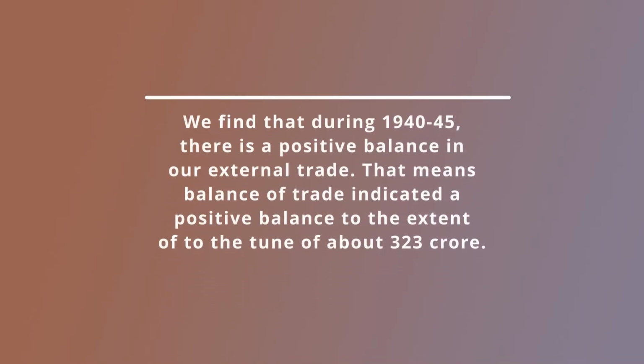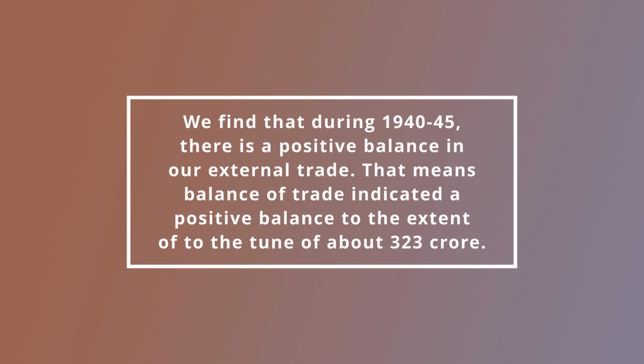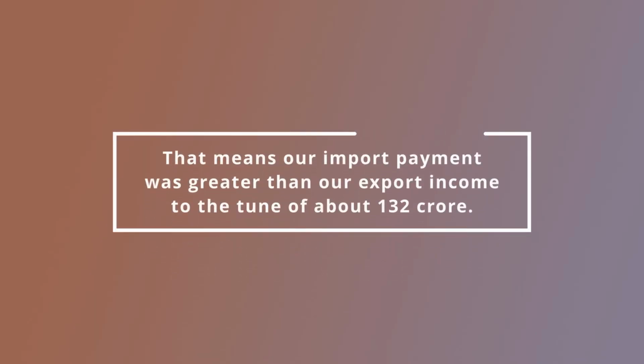So what happened? We find that during 1940-45, there was a positive balance in our external trade. That means the balance of trade indicated a positive balance of about 323 crore. But after independence, during 1949-50, our data indicates that the balance of trade was in deficit. That means our import payment was greater than our export income by about 132 crore.